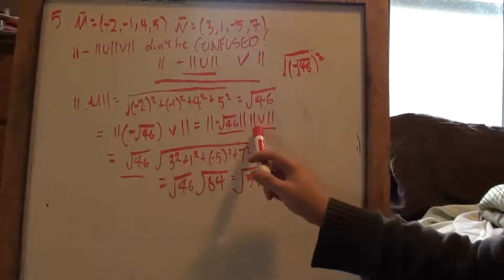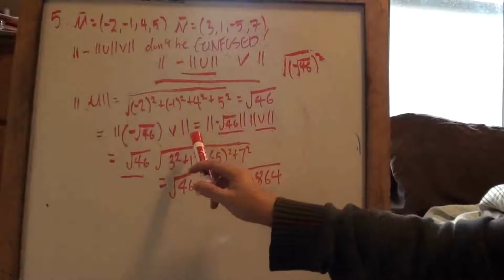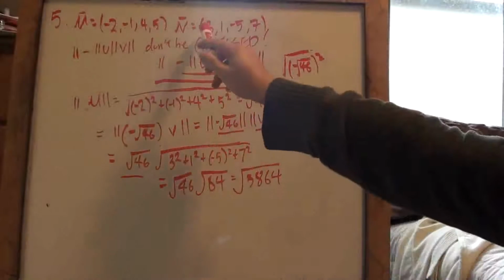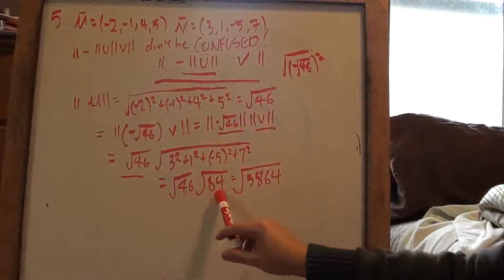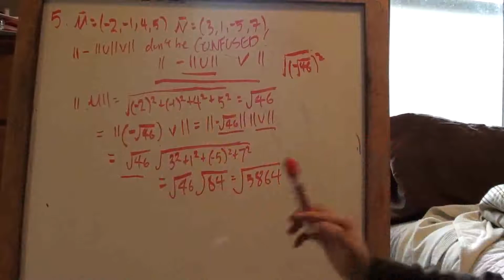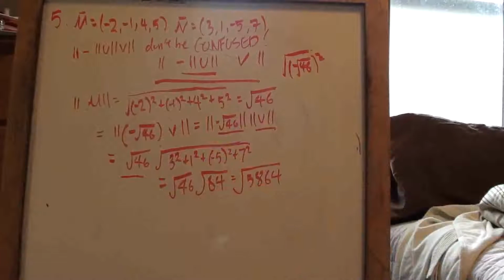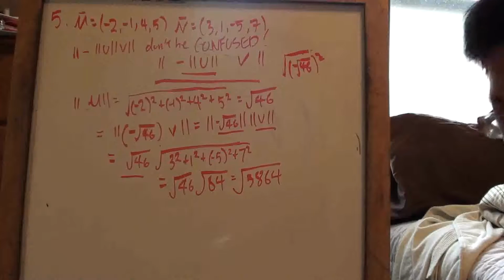Anywho, so then you have the norm v, right? And you just find norm v, just like how we found norm u, and then you have these two expressions, times them together, and you're gonna get this fat square root number. So that's all there is. Move on to question 6.